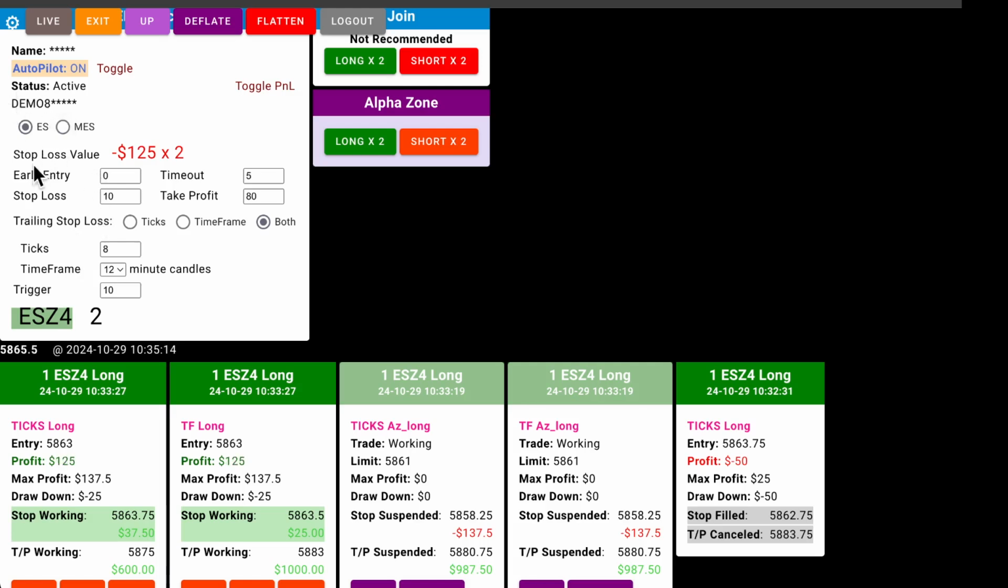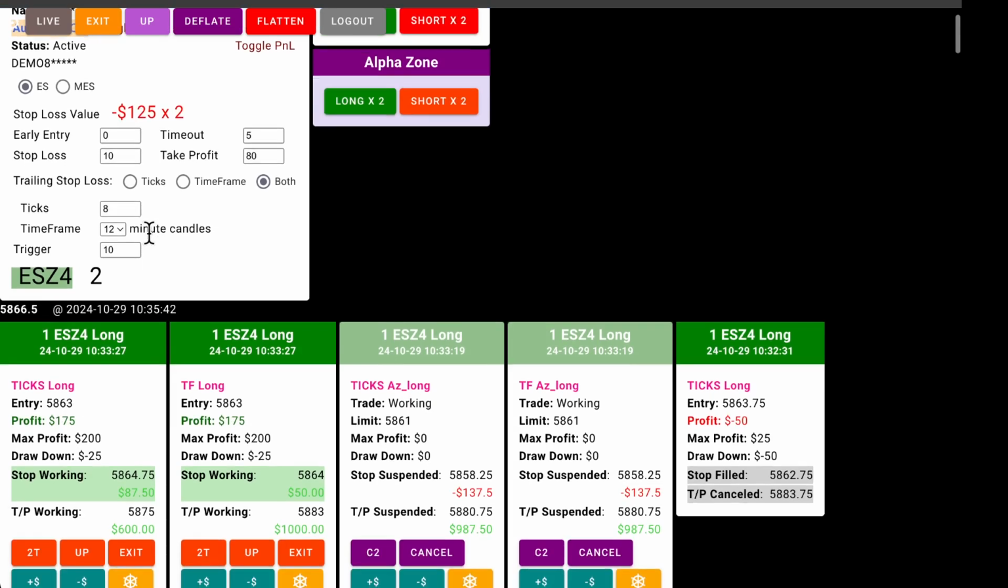So when you trade, you can do minis, or you can do micros. When you trade micros, your profit and loss is 10 times smaller than on minis. And then I explained the early entry, what you do there. Timeout: if you place a trade and it's not filled in 5 minutes, it will just cancel itself so that you don't get filled on a turn later on.